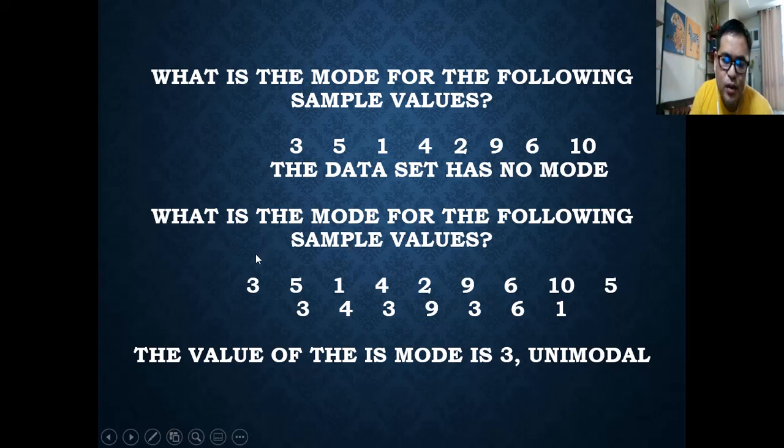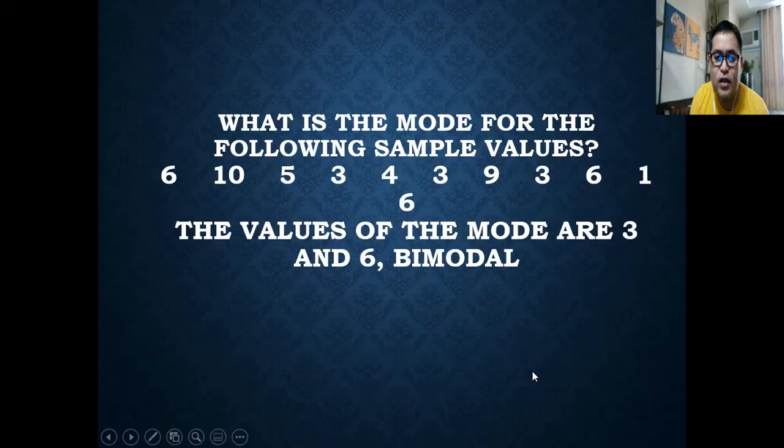What about this example number 2? In this particular example, the distribution of numbers is 3, 5, 1, 4, 2, 9, 6, 10, 5, 3, 4, 3, 9, 3, 6, and 1. If you look at it, the number that appears most frequently is 3. Therefore, the mode of this distribution is 3. Since there is only one mode, we call it unimodal.